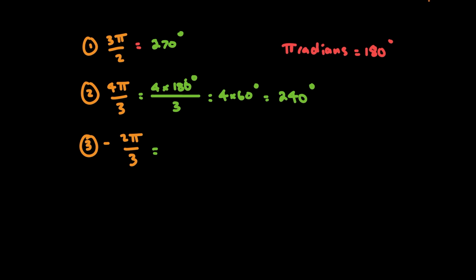Last one, negative 2 pi on 3. Well, 2 pi is simply just, you guessed it, 180 degrees times 2 divided by 3. Now, divide 180 by 3, that gives us 60. So 2 times 60 degrees gives us, you guessed it, 120 degrees. Well, in this case, negative 120 degrees.